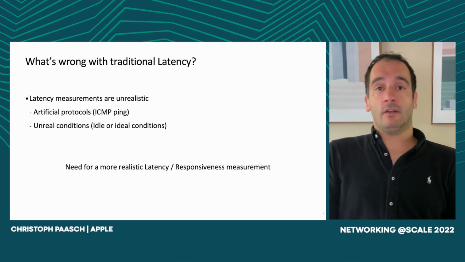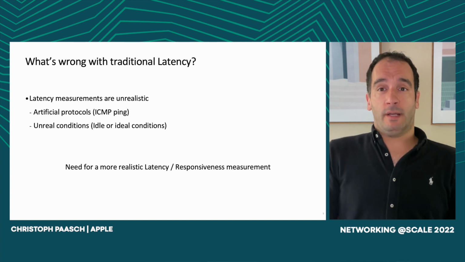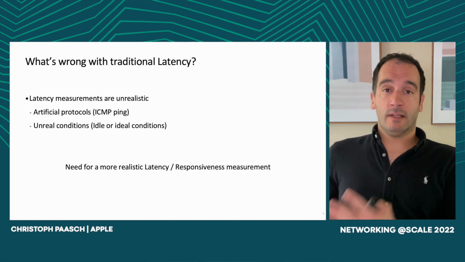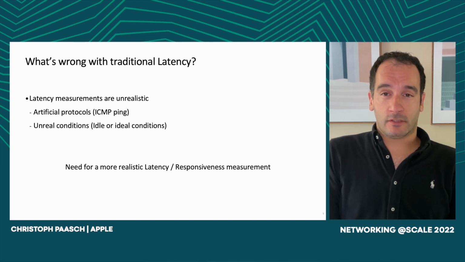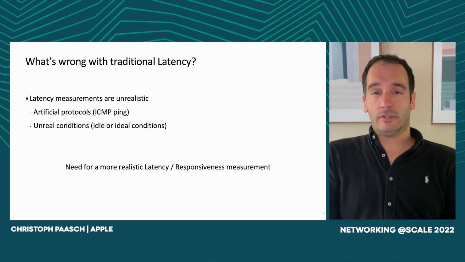Also, ICMP in routers and so on often goes through the control path, not the data path. But the protocols that the users use to browse the web are the ones that go through the data path. So this use of artificial protocols gives us a false idea of the network's latency.